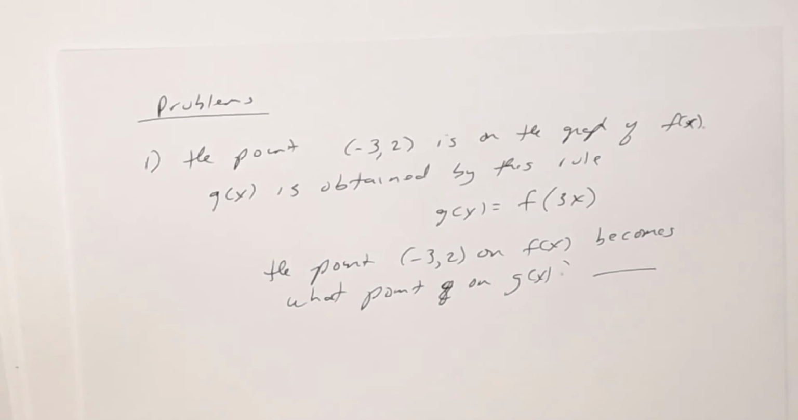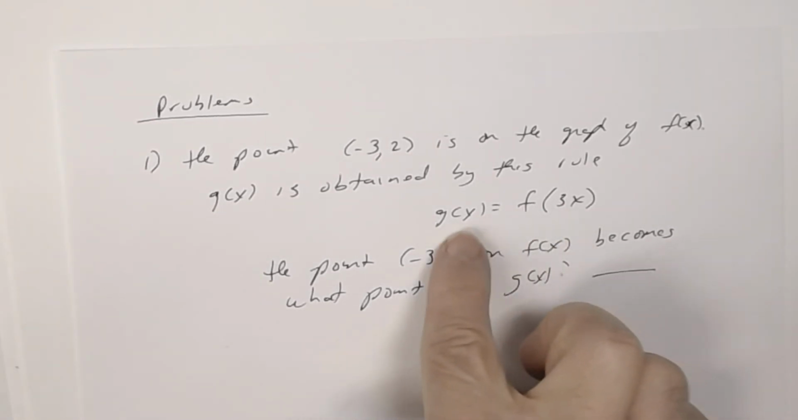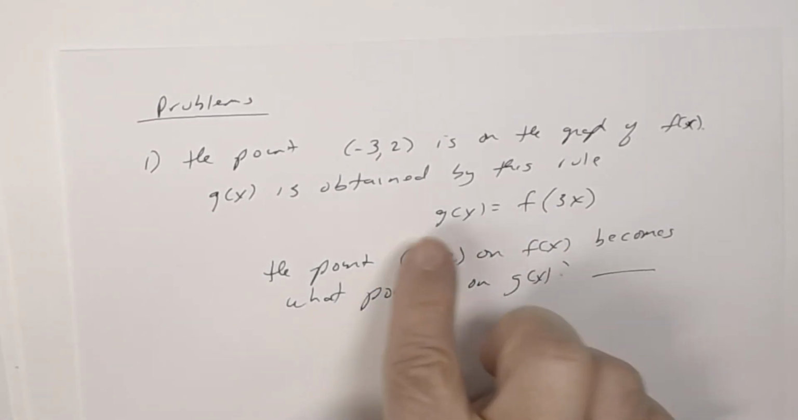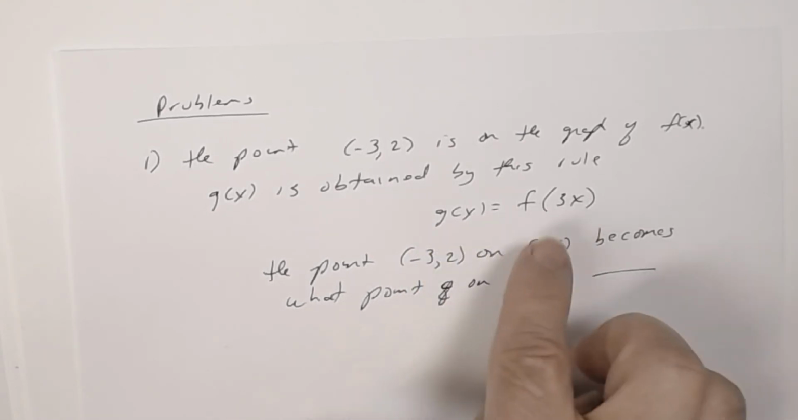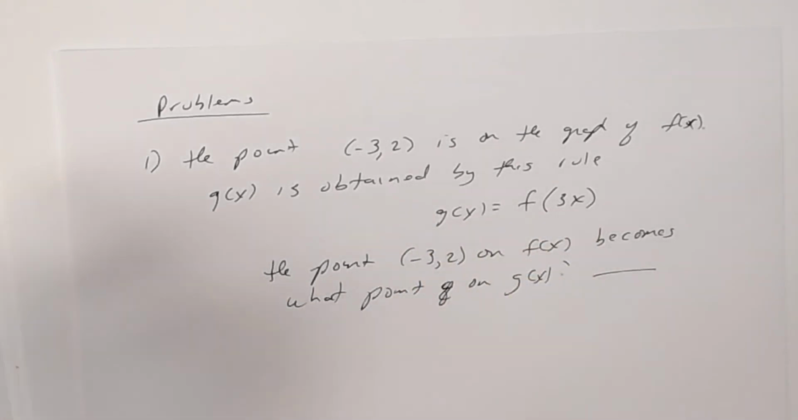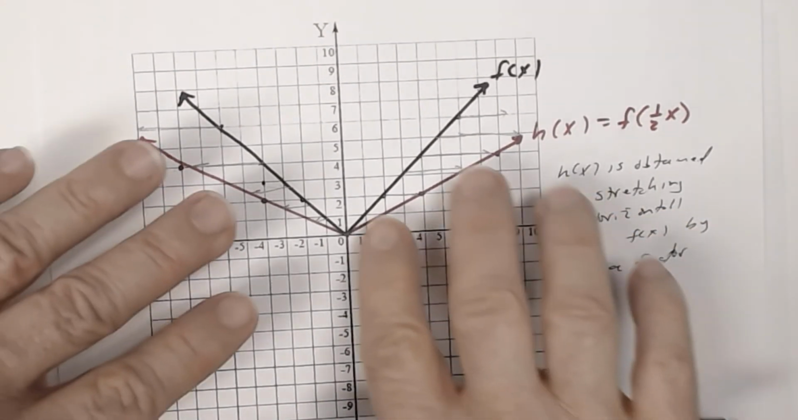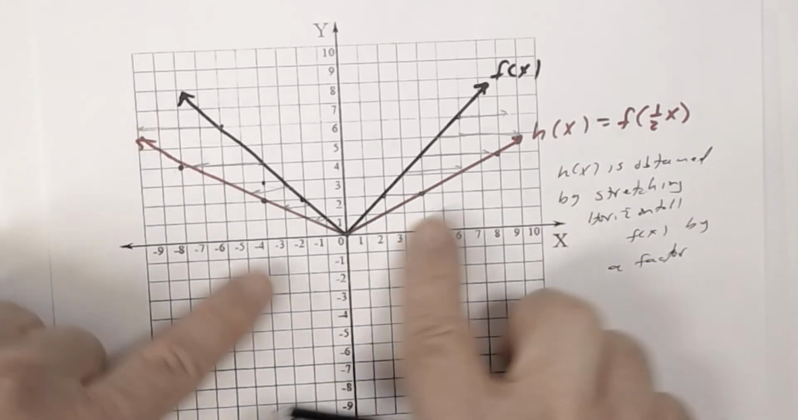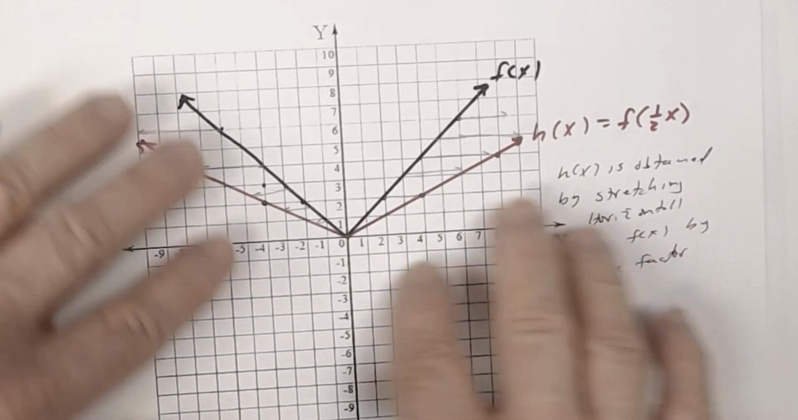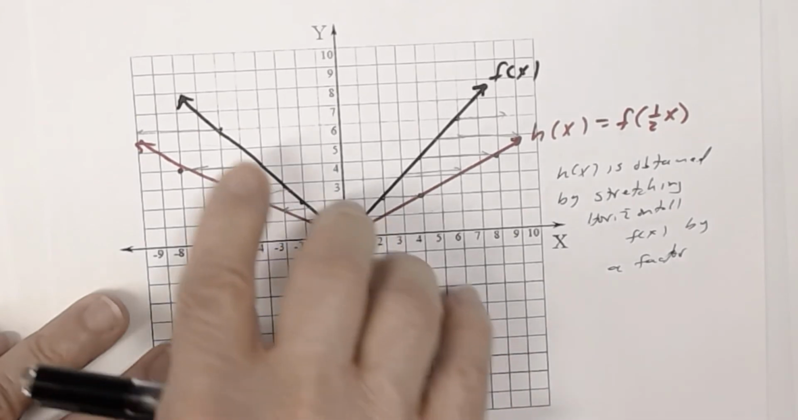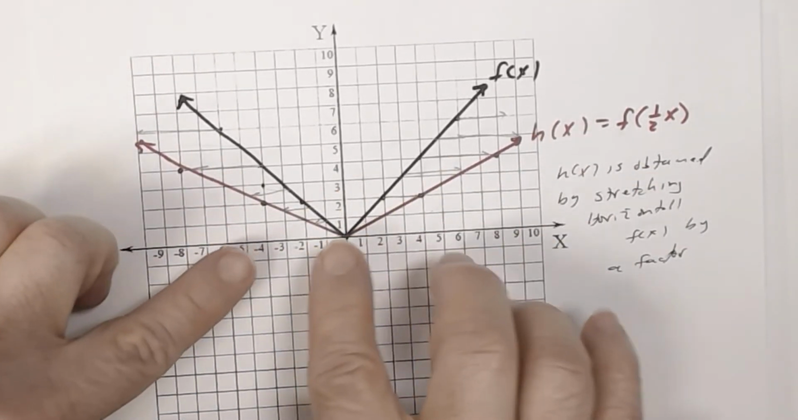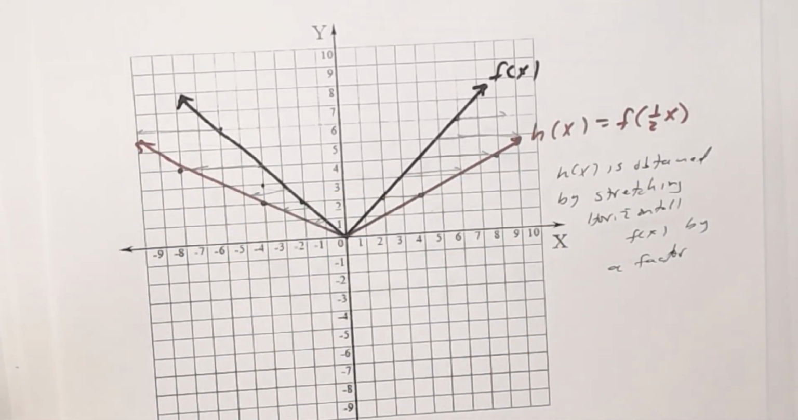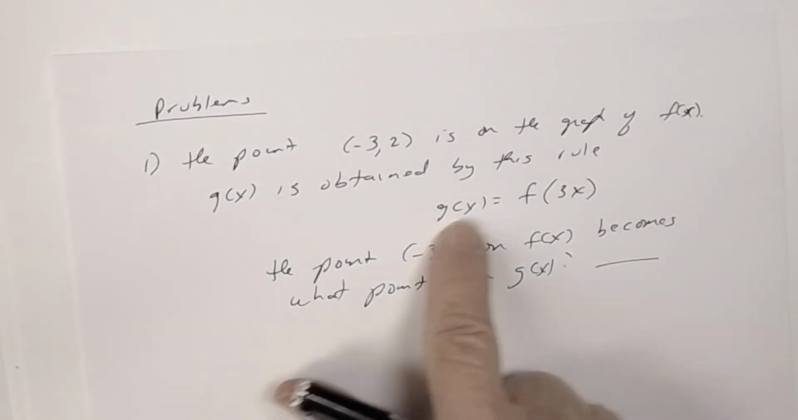So the point (-3, 2) that's on f of x, it becomes what point on g of x? So remember, g of x is f of 3 times x. So it's not f of x, because remember, g of x and f of x are not the same graph. You saw that in the ones that we did earlier. When we have a horizontal stretch or horizontal shrink, it changes the shape of the graph. The figure looks the same, it's still like a V, but the shape changes. Okay? So g of x, though, is f of 3x.